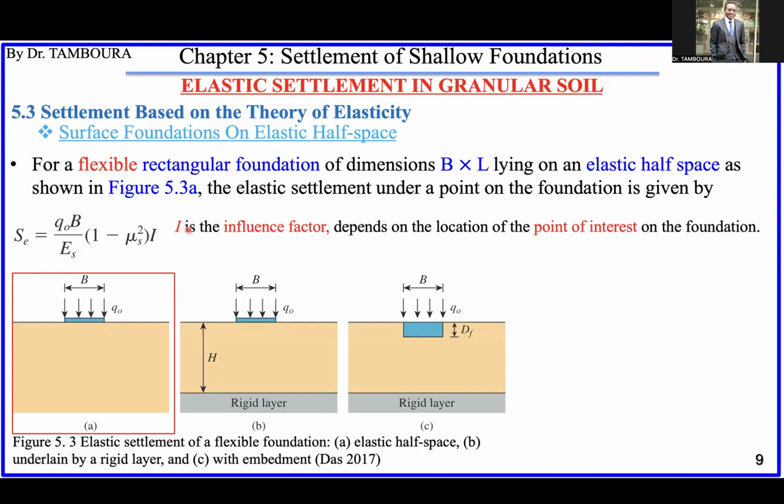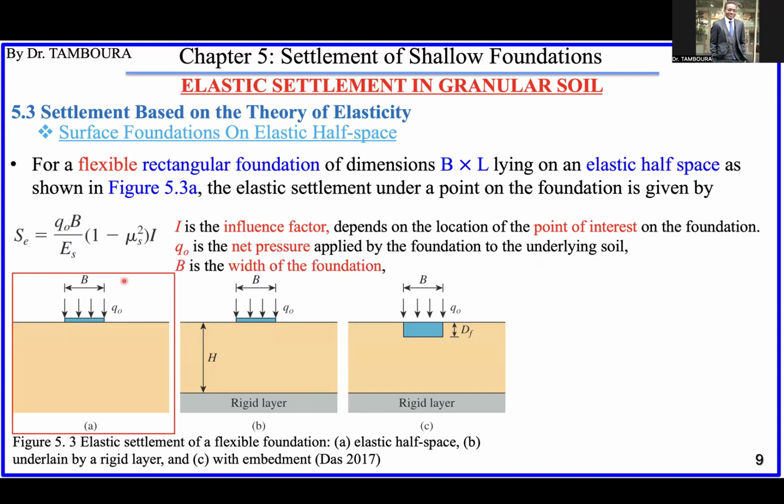Okay? So this is maybe the most difficult parameter for us to obtain. And actually all this lesson will be around this I, how to estimate this I. Because the other parameters are easy to obtain, like the net pressure. Okay, that is easy to obtain, this Q0. Remove the weight of the footing, okay? The Q0 is the net pressure applied by the foundation to the soil. That is easy to obtain, this Q0. B, we know it already, is the width of the foundation, okay? Yeah, we know it already.